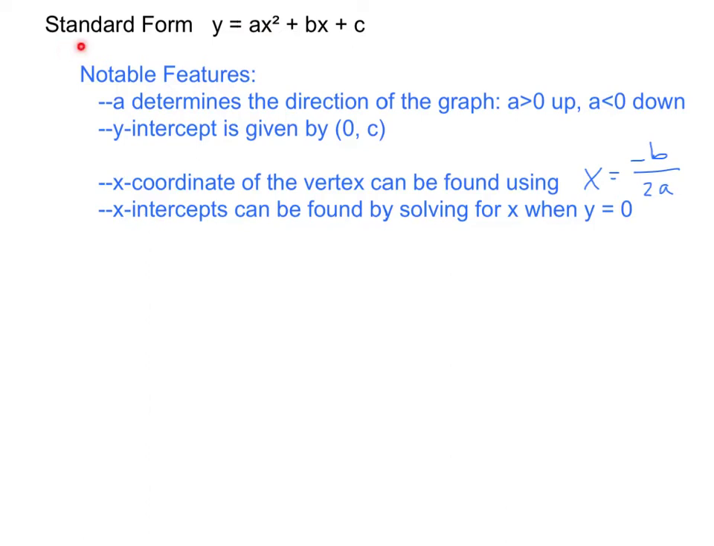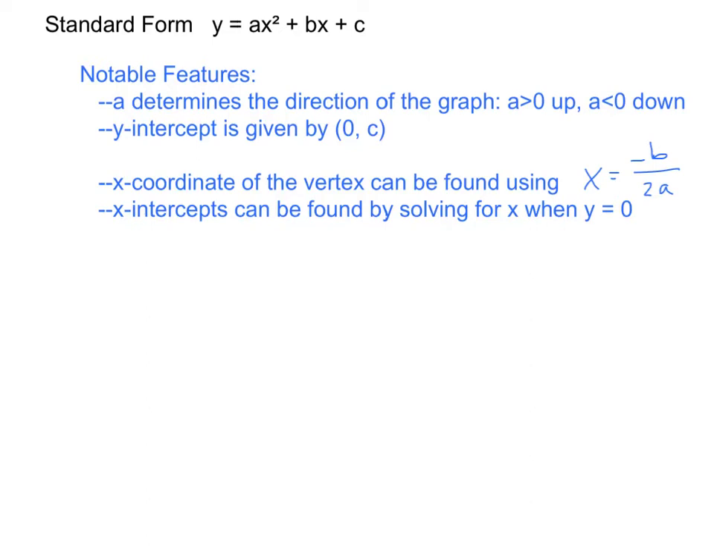So then the notable feature about standard form is that the y-intercept is (0, c). Whatever constant is added or subtracted at the end, that's the y-intercept. Standard form makes it very, very easy to figure out what the y-intercept is.